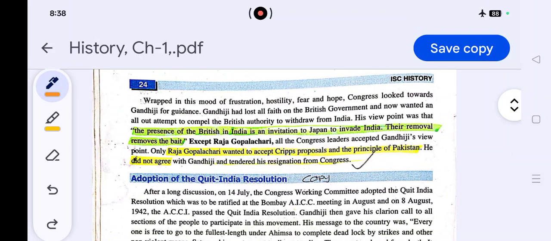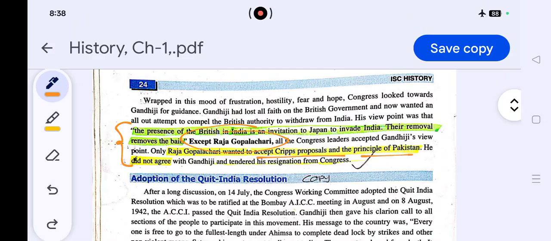Next, the presence of the British in India is an invitation to Japan to invade India. Their removal removes the bait. So this is what was considered by Gandhiji, by the Indian Congress, that the presence of the British in India is an open invitation to Japan. Now there is another person, that is Raja Gopalachari. All the Congress leaders accepted Gandhiji's viewpoint, but he actually wanted to accept Cripps' proposal and the principle of Pakistan. He did not agree with Gandhiji and tendered his resignation from Congress.